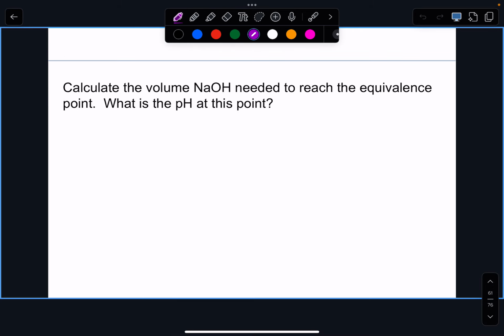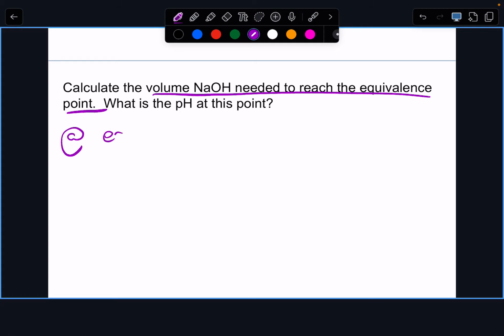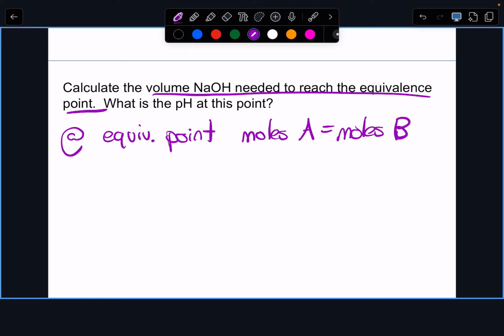Okay, new one. Calculate the volume of NaOH needed to reach the equivalence point. This is one of those 5% that's not involved on that sheet there, okay? Volume needed to reach the equivalence point, and then what's the pH? So, at the equivalence point, moles acid equal moles base. Okay, that is the definition of equivalence point. They are equal, equivalence, equal. Okay?